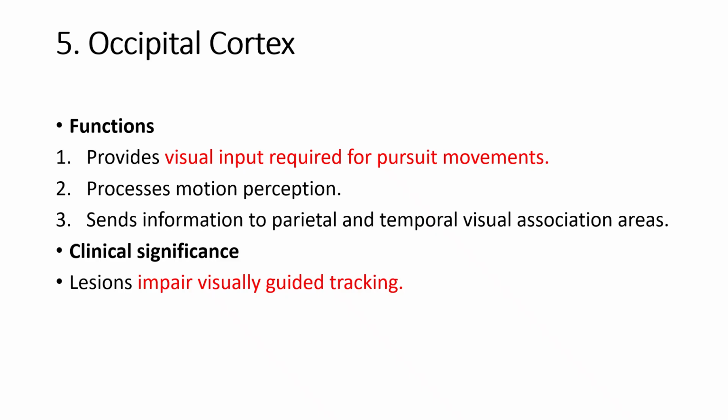Occipital cortex. The function is providing visual input required for pursuit movements. It processes motion perception and sends information to parietal and temporal visual association areas. Clinical significance is that lesions impair visually guided tracking.